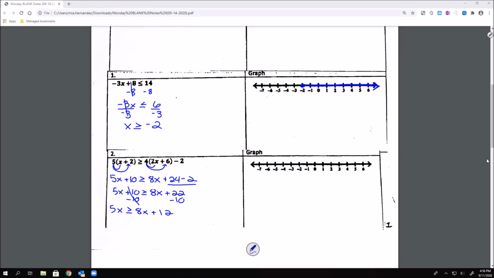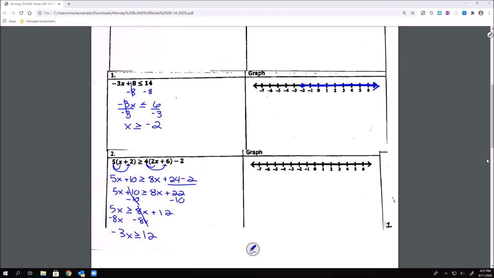I still got to move that 8x over and get x all the way by itself. So my opposite of my positive 8x is a negative 8x. That means I'm going to subtract 8x from both sides. When I do this, my positive 8x and my negative 8x cancel out. 5x minus 8x gives me a negative 3x. I haven't divided or multiplied by a negative number yet, so I still have a greater than or equal to sign. And then on the right-hand side, I'm just left with a positive 12.